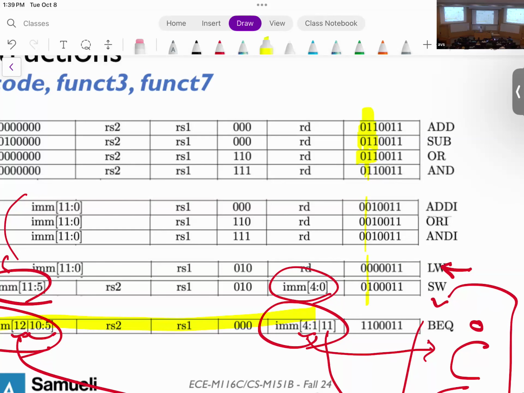Correct. So the question is, if I want to write assembly code, the maximum immediate that I can provide is 12 bits. The answer is yes for this. But remember, we also had that LUI instruction, which covers bits 12 to 31. So with a combination of this and that, you're going to have a 32-bit value if you want to.